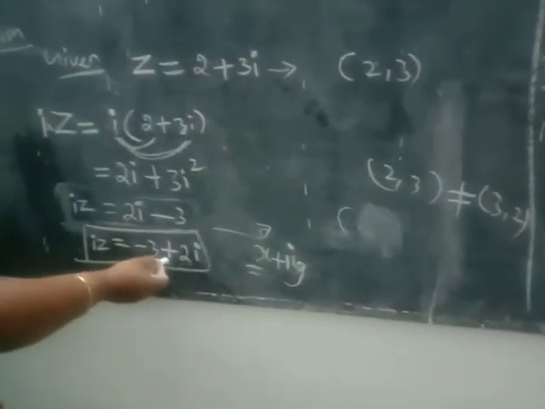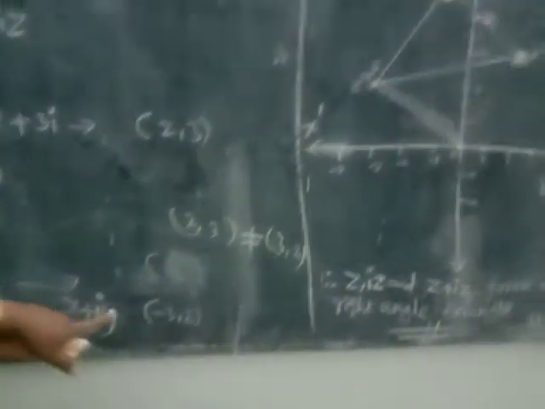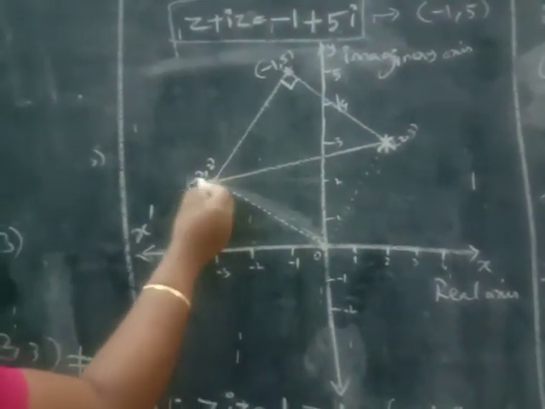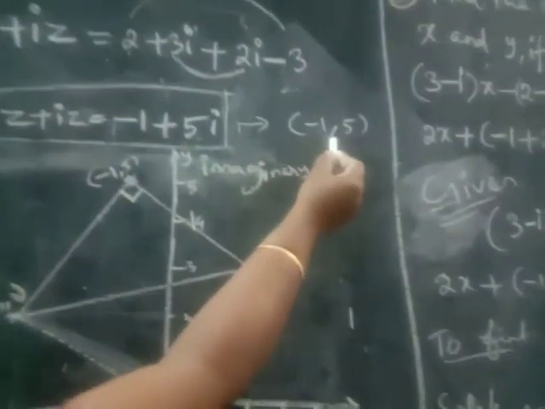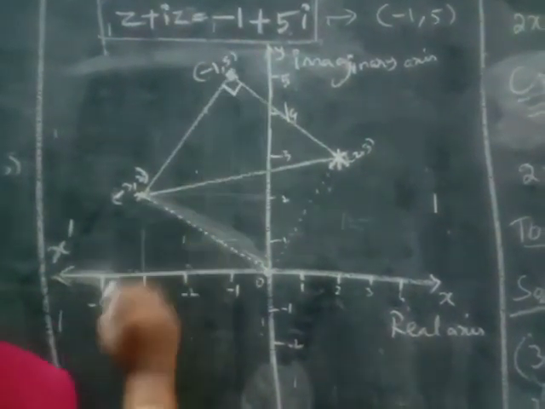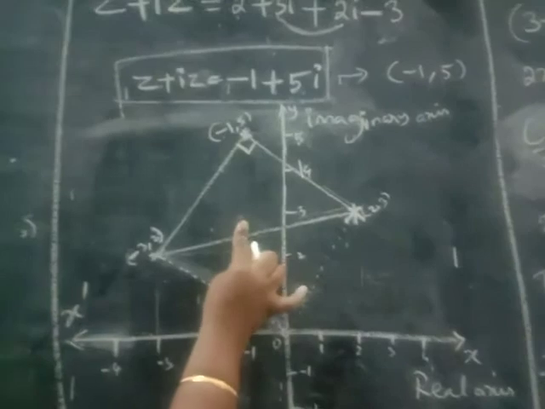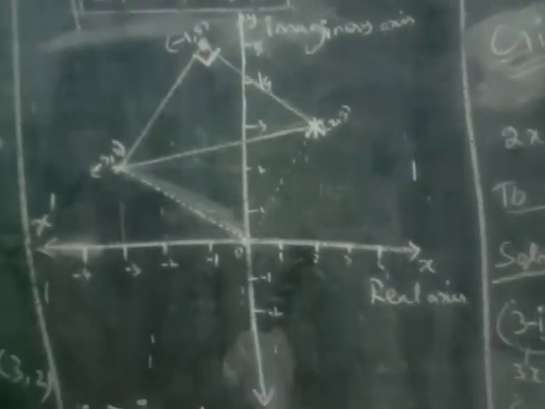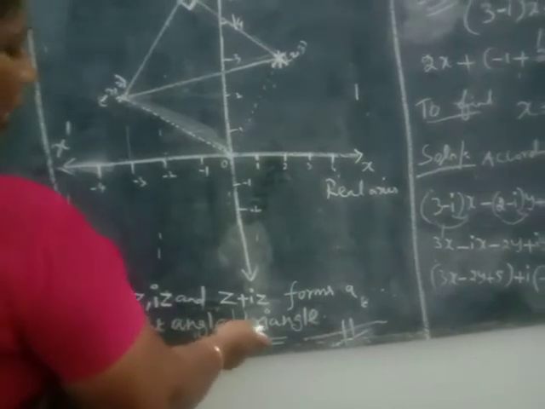So what is the ordered pair of this complex number? (Minus 3, 2). Now plot this point in this Argand plane. X-axis minus 3 and y-axis 2. So we get (minus 3, 2). Okay. Now the third point, (minus 1, 5). So x-axis minus 1 and y-axis 5. We get this point. Now join these 3 points. So we get one diagram. What is this? It's nothing but a right angle triangle. Therefore, z, iz and z plus iz form a right angle triangle.